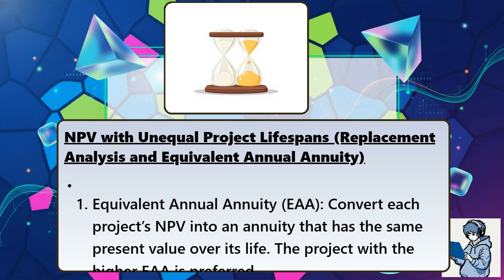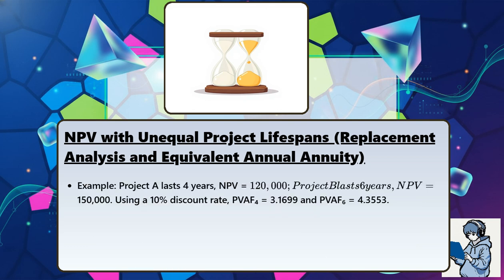Equivalent annual annuity, EAA: convert each project's net present value into an annuity that has the same present value over its life. The project with the higher EAA is preferred. Example: project A lasts 4 years, net present value equals $120,000. Project B lasts 6 years, net present value equals $150,000. Using a 10% discount rate, present value annuity factor 4 equals 3.1699, and present value annuity factor 6 equals 4.3553.